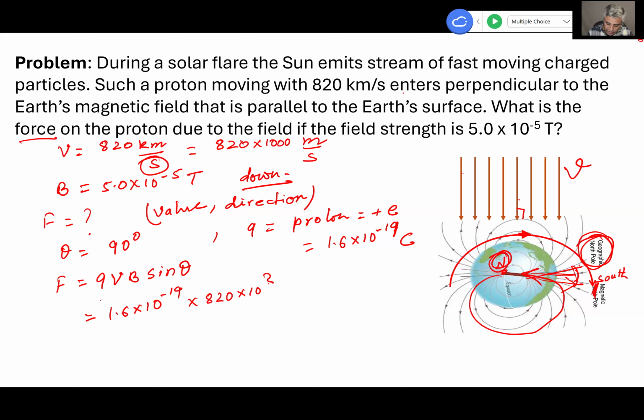820 times 10 to the power 3, or 8.2 times 10 to the power 5, I should write. That's what that means: 3 zeros here and there is 1 zero. When I bring this decimal here, it's going to count 2 zeros, 3 and 2, 5 zeros. We are moving this, right? So that's that. And then B is 5 times 10 to the power negative 5. How convenient. This is 10 to the power 5, and this is 10 to the power negative 5.